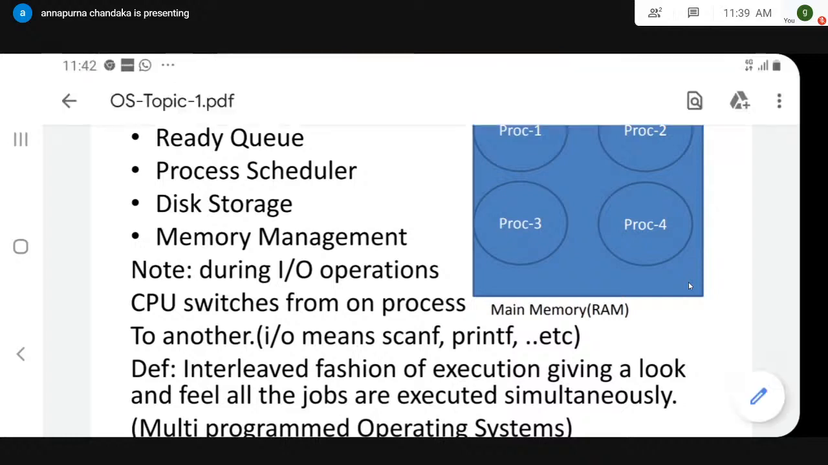Now I'm coming to the last one, which is called memory management in multi-program batch systems.